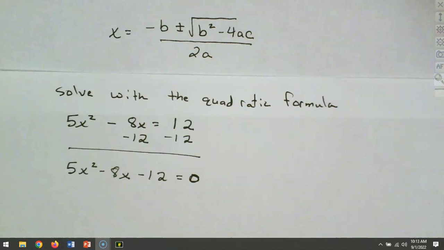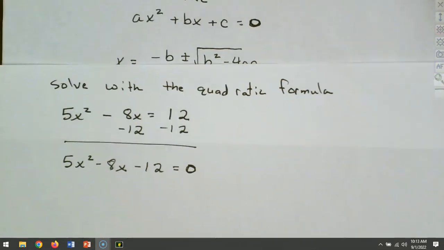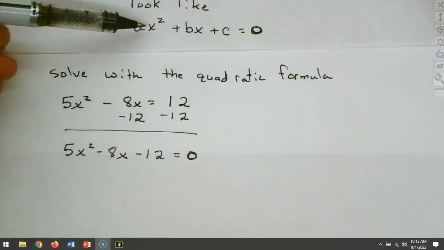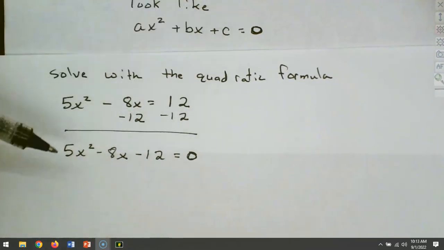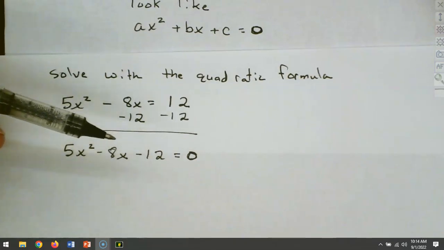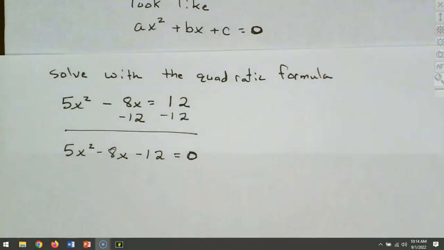Now, we need to make sure that it's in the correct order. So it needs to look like this. Is it in the correct order? X squared, x, and then the number. Yep, it is, right? Okay. Now, what do we need to do from here? Well, we need to label our A, our B, and our C. So we take a moment to label them.